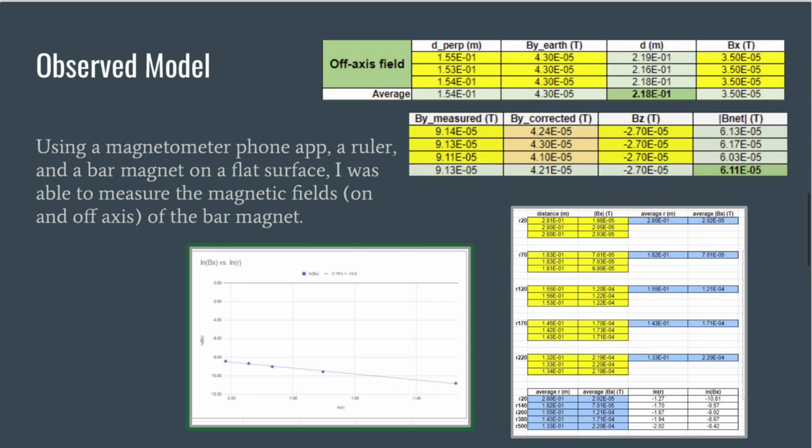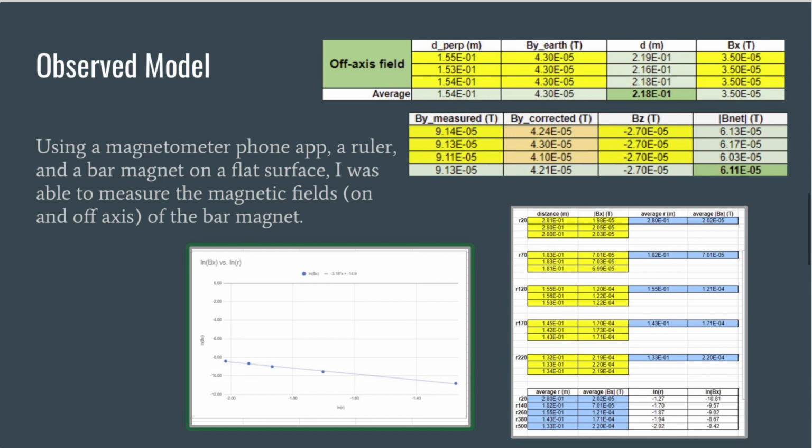Next, looking at the observational model I made, I used a magnetometer app on my phone, a ruler, and a bar magnet all laid out on a flat surface. And then I took measurements of the magnetic fields for the parallel and perpendicular axis of the bar magnet.